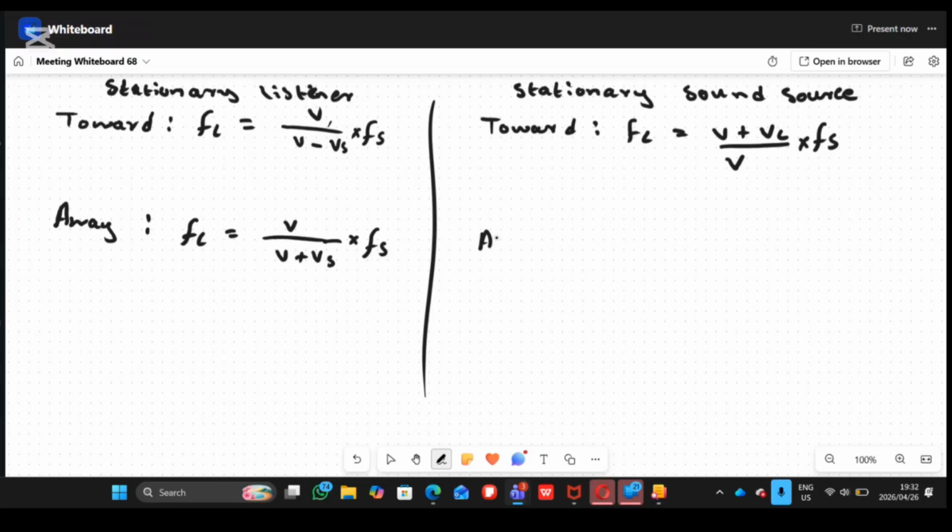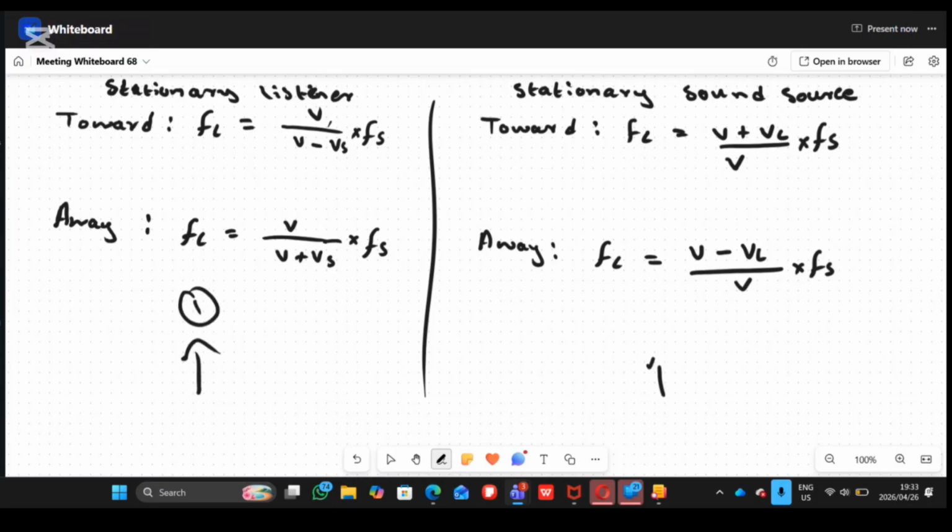Then let's say the listener is moving away from the stationary sound source. We're going to have the frequency of the listener is equal to V minus VL over V multiplied by Fs. So in your school, I don't know which method they showed you or said you should use, but both scenarios, scenario number 1 and scenario number 2, will give you the correct answer.